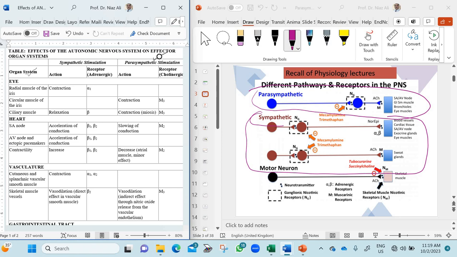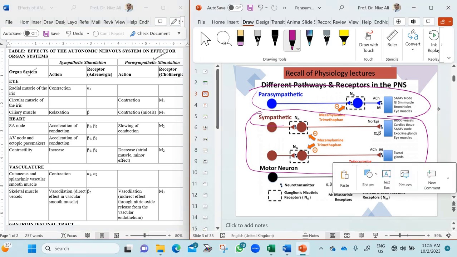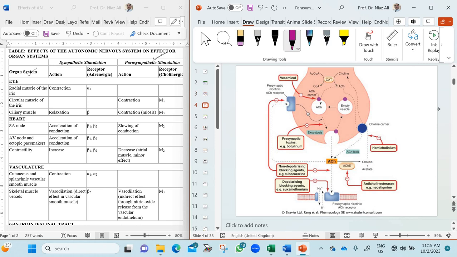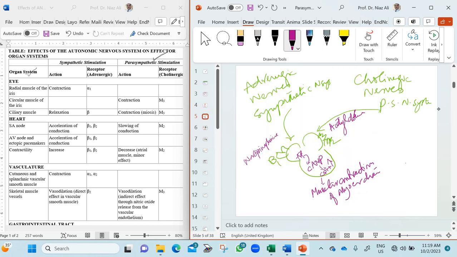Sympathetic stimulation will be taught to you by your other tutors. The message for you is that this is a part of the cholinergic transmission, so I will skip this and elaborate it on my own.